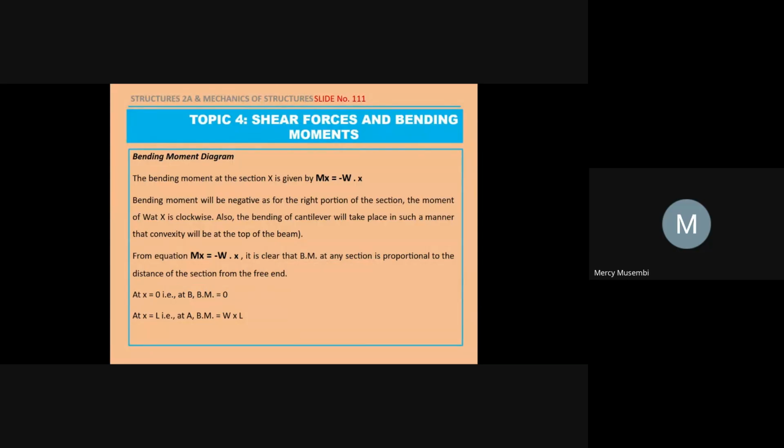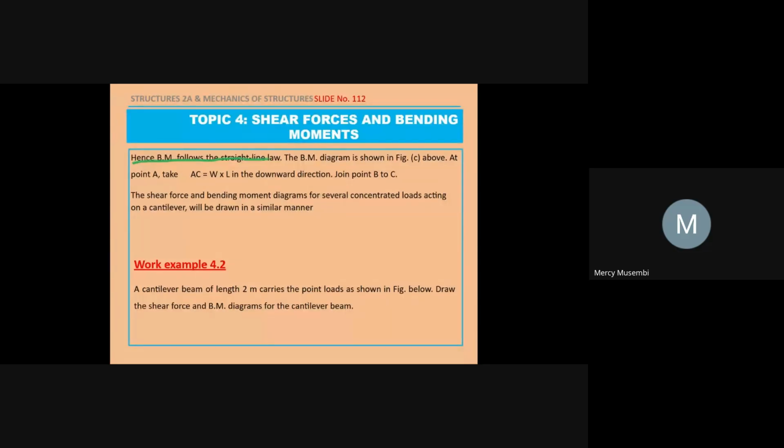That is, let's say at x equals 0, when you substitute x with 0, W times 0 is 0. And at x equals L, at A, when you substitute x with L, you'll get W times L. So your bending moment will be WL. Hence, the bending moment diagram is as shown, with AC equal to W times L in the downward direction. The shear force and bending moment diagrams for several concentrated loads acting on a cantilever will be drawn in a similar manner.